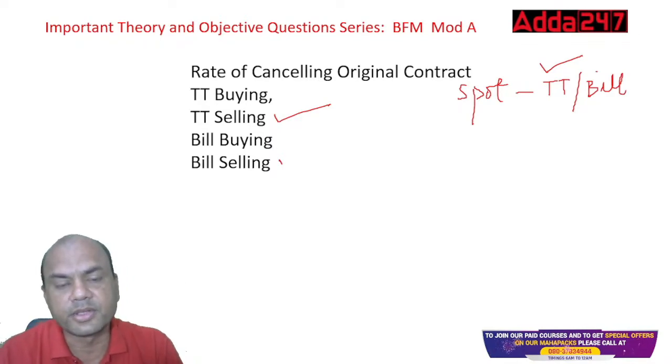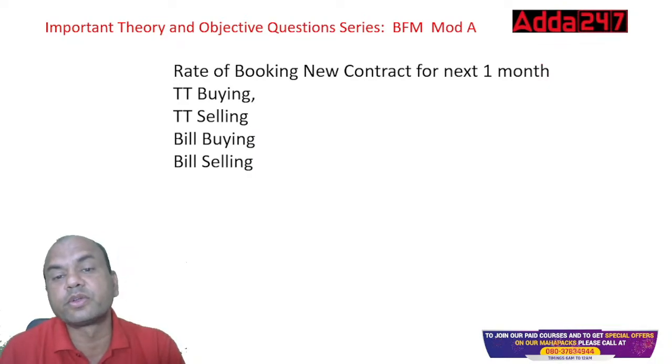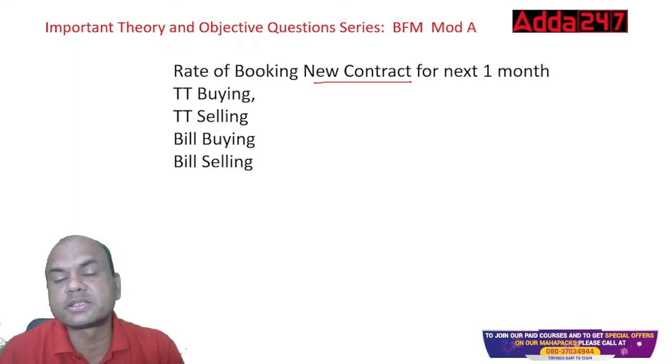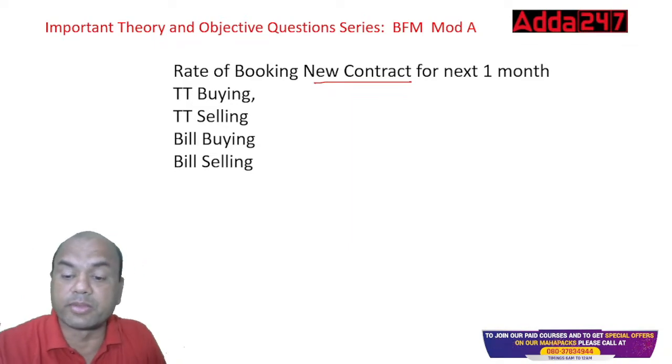Next, the rate of booking the new contract for the next 1 month. So the new contract will be booked at what rate? TT buying, TT selling, bill buying, bill selling. Who can give the answer? New contract for 1 month now.